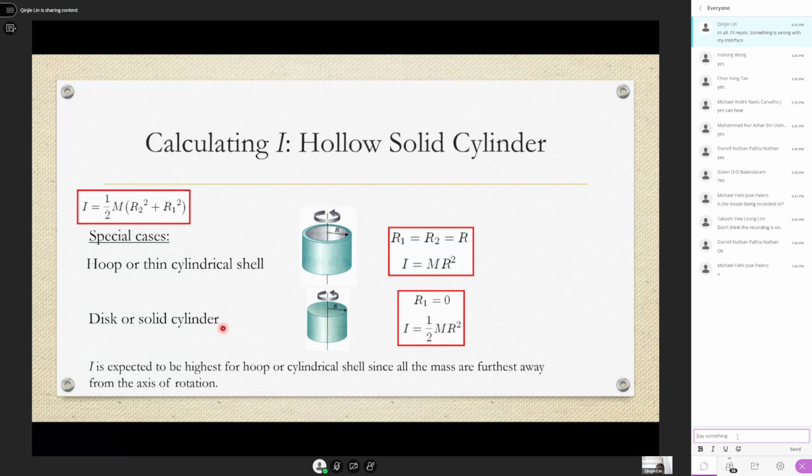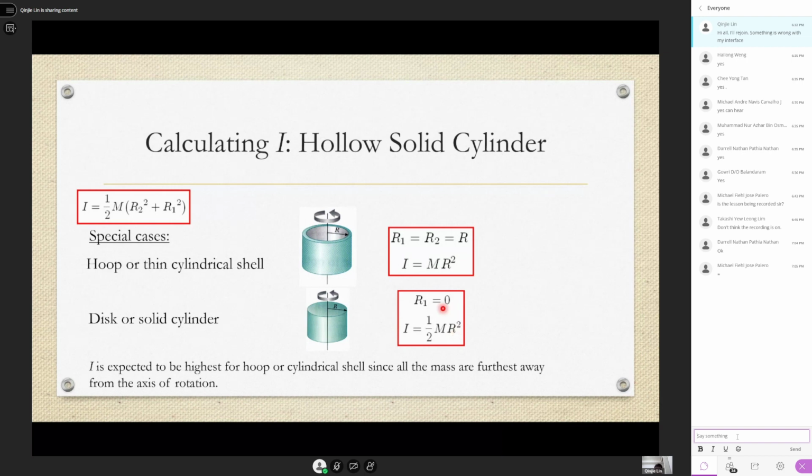Then the other special case is if there's no hollow part. Basically the R1, which we are talking about for the hollow part, is 0. So this is our solid cylinder. Sometimes we call it a disc, because it looks like a disc. So R1 equals 0. If you substitute this in here, the moment of inertia will be equal to half mR².